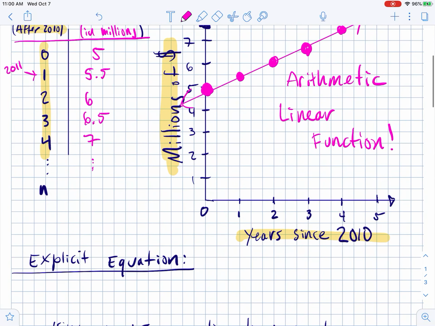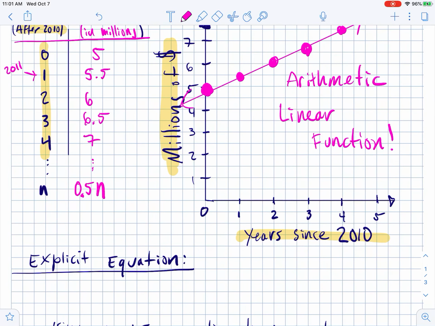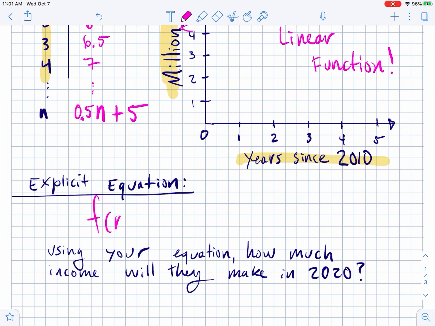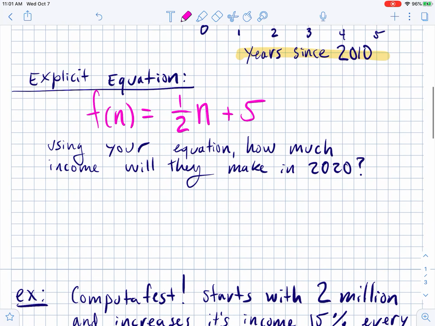Now, let's take all this and write an explicit equation for it. The explicit equation would be like the common difference times n plus your year 0 value. So it's going up by 0.5 every year, and then year 0 was 5. So our explicit function, let's change that 0.5 to a 1/2. In general, fractions are kind of going to be more your friend down the road than decimals. Keep those decimals in science class or for statistics. So that's 1/2 n plus 5.